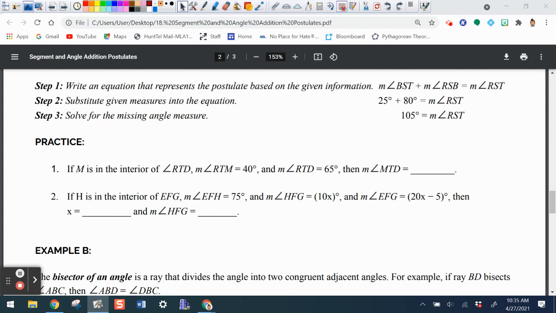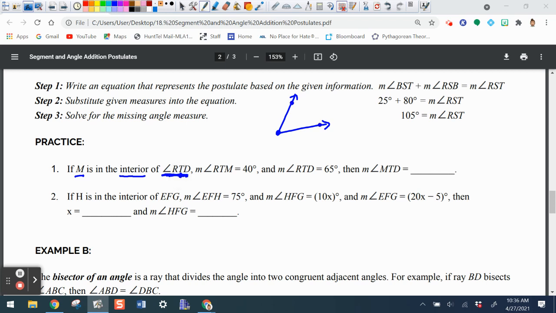So now we're looking at it in terms of angles. An angle is when two rays join at a common endpoint called the vertex. So that's an angle: two rays that join at a common endpoint called the vertex. On item 1, when it says M is in the interior of angle RTD, the first thing we need to establish is that when naming an angle, the middle letter has to be the vertex. That's how we name the angle.